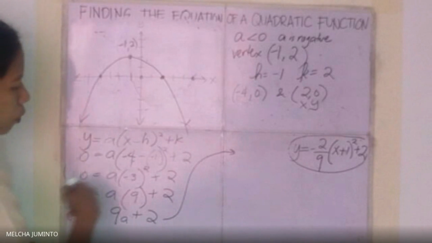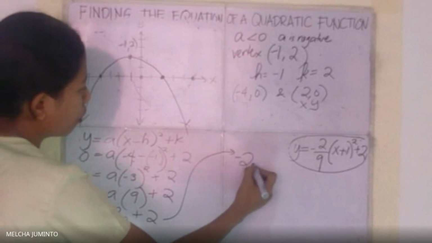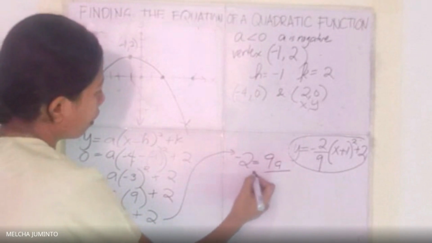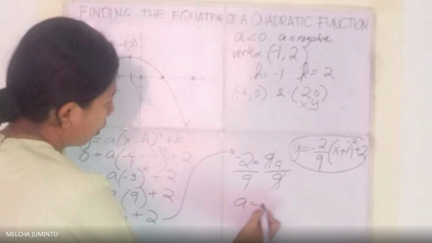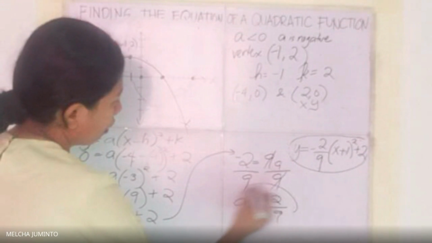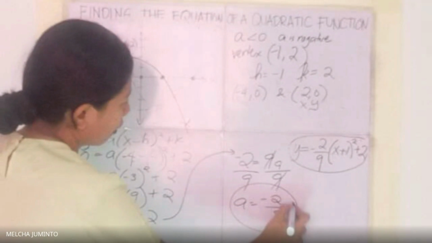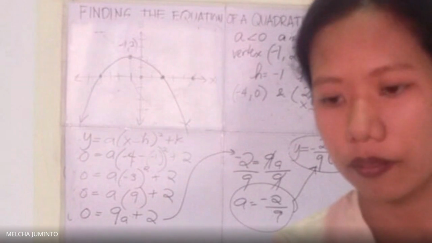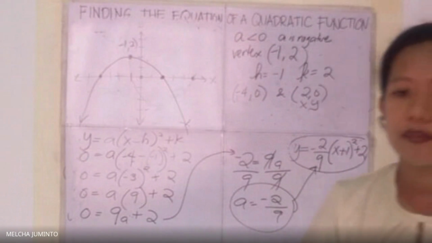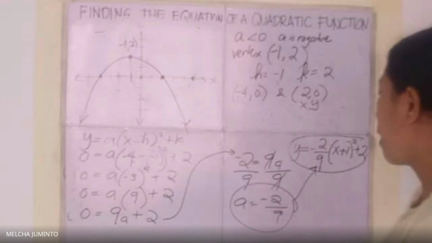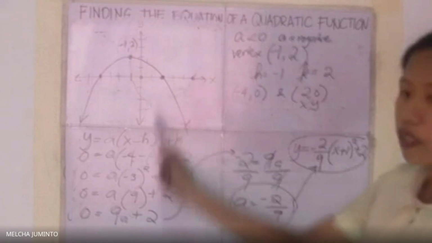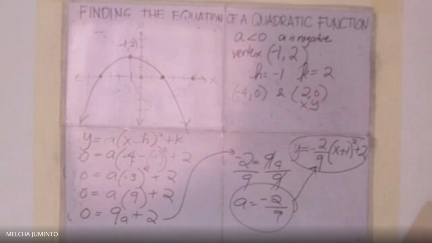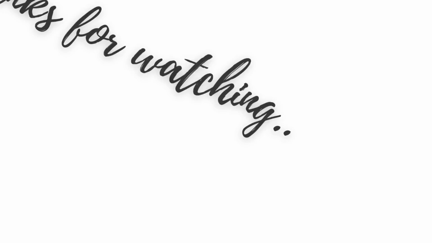Continuation. Transfer 2 from right to left. Negative 2 equals 9a. Divide both sides by 9. Any questions? And you can see here that a is a negative number because it opens downward. That's why a is negative.